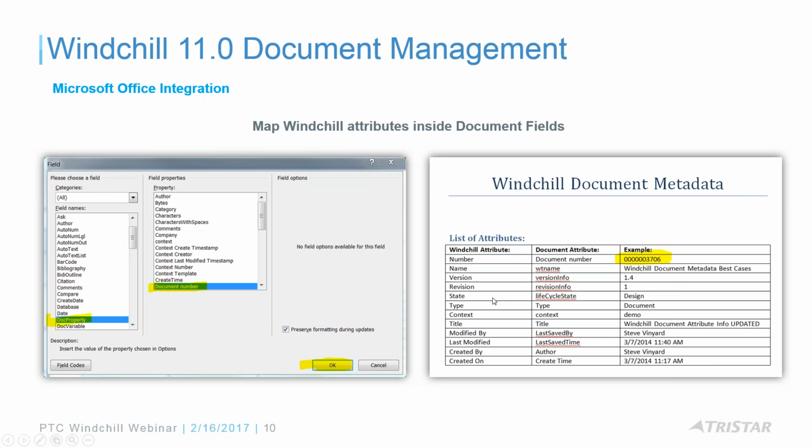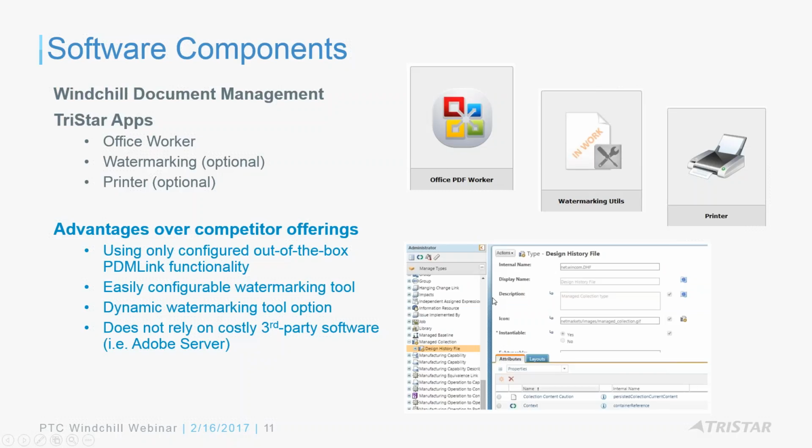So that's the Windchill functionality. I'm going to get into the software in just a few minutes. I do want to talk about some of the other components that help us work with those documents. Windchill does include things like watermarking utilities and the ability to mark up the Office document through a PDF format. To generate that PDF format, TriStar offers one of its apps called the Office PDF Worker.